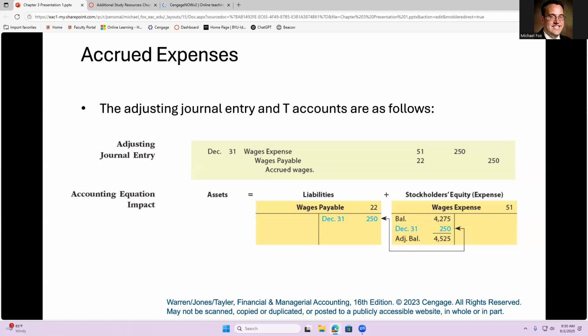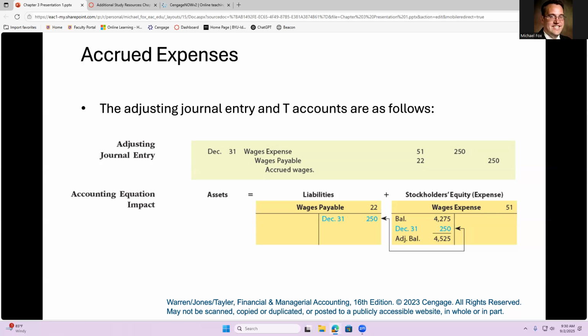Always when we're doing an accrued expense, we're going to debit wage expense or whatever the expense account is and credit some sort of payable. Okay. That's how accrued expenses work. It means we've incurred the expense, but not yet paid it.